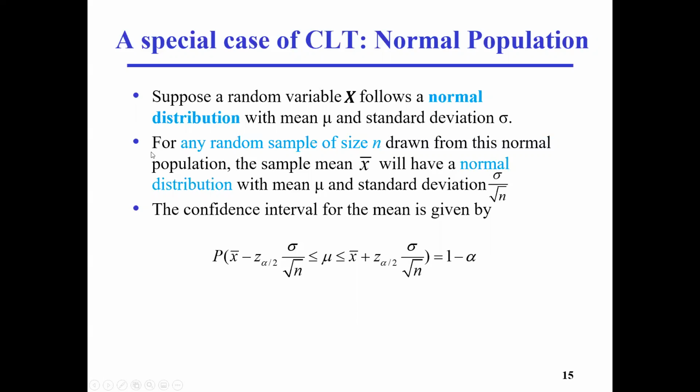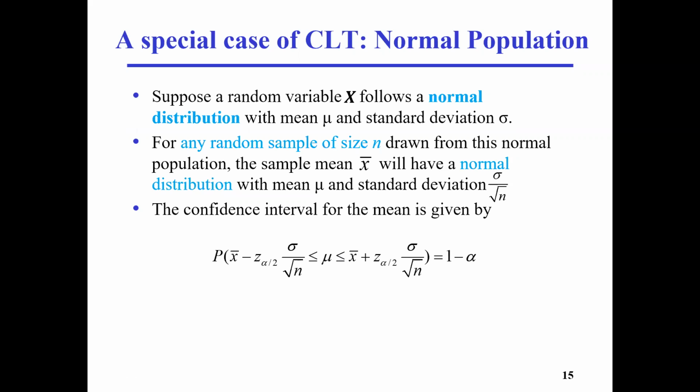If that is the case, we do not require sample size to be larger than 30. For any random sample of size n drawn from this normal population, the sample mean x bar will have a normal distribution. This part is still CLT, but we do not require sample size anymore because your population is following a normal distribution. The rest of the theory stays the same. So you can see here, the formula to establish the confidence interval stays the same, because we actually didn't change anything, except that your population is now following a normal distribution, which is convenient, and also we do not require the sample size to be equal to or larger than 30.